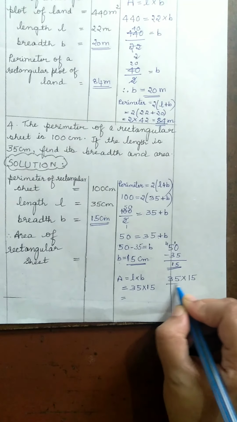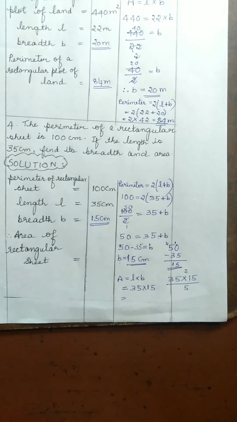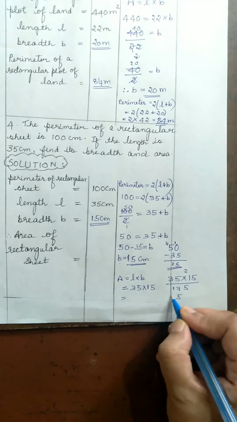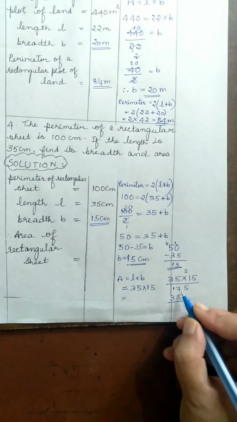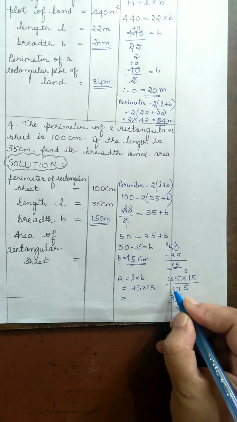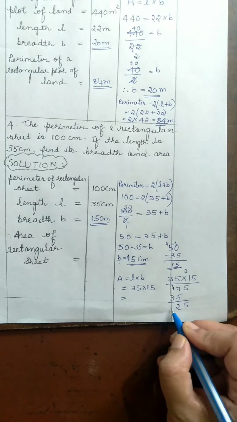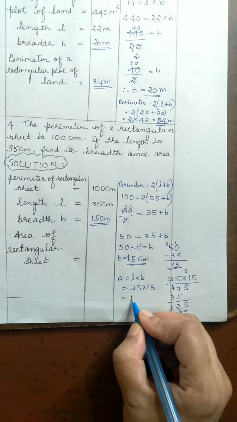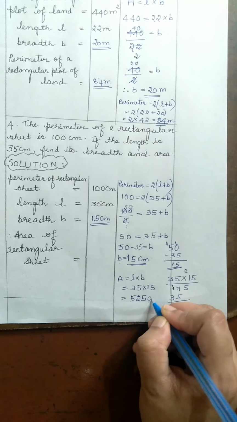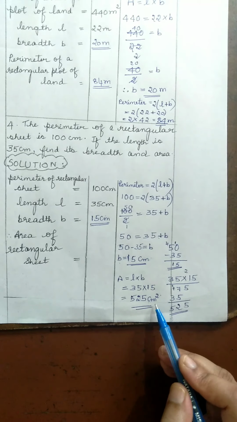Let us multiply. 5 5s are 25, 2 is remaining. 5 3s are 15, plus 2, it is 17. 1 5s are 5, 1 3s are 3. Therefore, 5, 7, 8, 9, 10, 11, 12. 12, 1 carry on. 1 plus 1, 2, 2 plus 3, it will be 5. Therefore, children, area will be equal to 525 centimeter square. Since we have centimeter, the unit will be centimeter square.